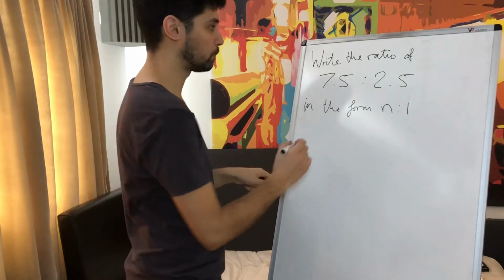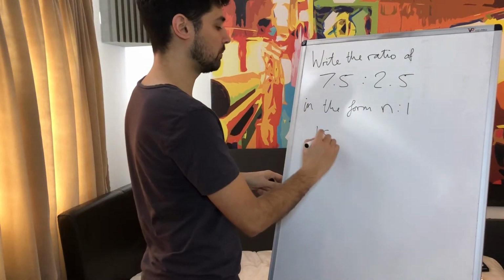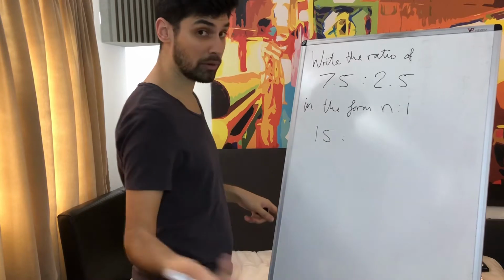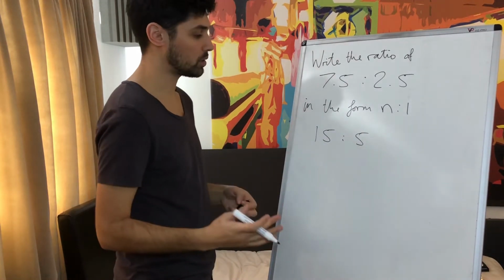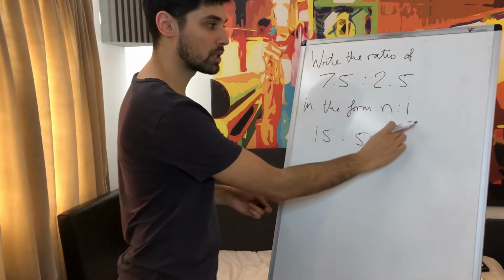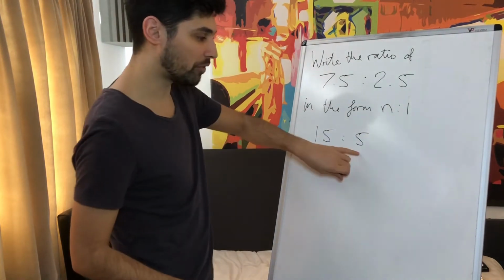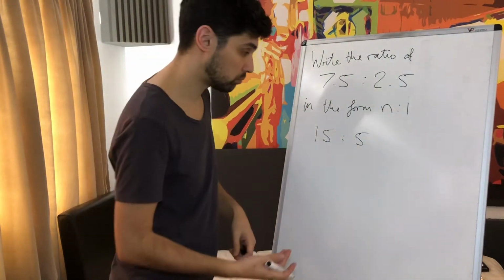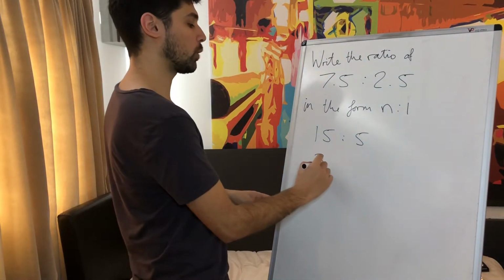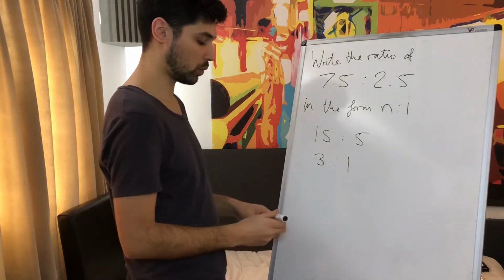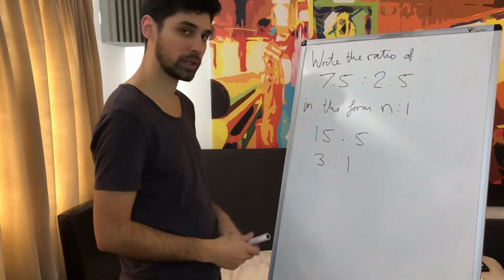And we like that. So 7.5 times 2 is 15. 2.5 times 2 is 5. Now, this is a much nicer setup for us. So we want this number to be a 1. So what do we have to do to 5 to make it 1? Well, divide by 5. So we're going to divide both sides by 5, therefore creating a ratio of 3 to 1. So we know that n is 3.